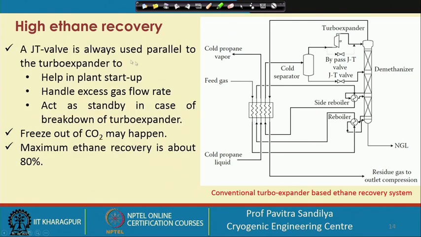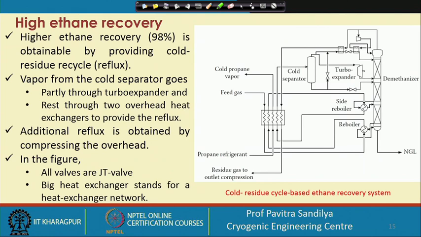Now a JT valve is always used parallel to the turbo expander. Here we are using a JT valve parallel to the turbo expander. Why? To help in plant startup, handle excess gas flow rate, and act as standby in case of breakdown of the turbo expander. There may be a problem of freeze out of carbon dioxide, and the maximum ethane recovery is about 80%. So in this conventional turbo expander based ethane recovery system, we are getting about 80% recovery.